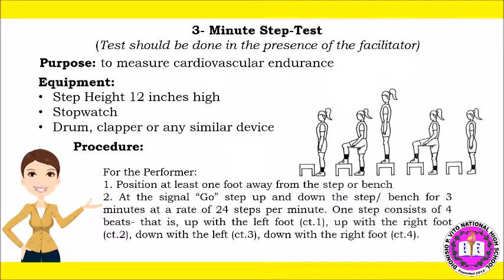Procedure, for the performer. First, position at least 1 foot away from the step or bench. Second, at the signal go, step up and down the step or bench for 3 minutes at a rate of 24 steps per minute. One step consists of 4 beats. That is, up with the left foot, count 1; up with the right foot, count 2; down with the left foot, count 3; and down with the right foot, count 4.